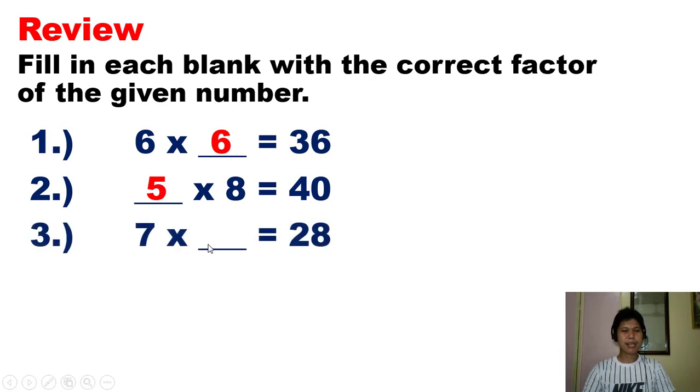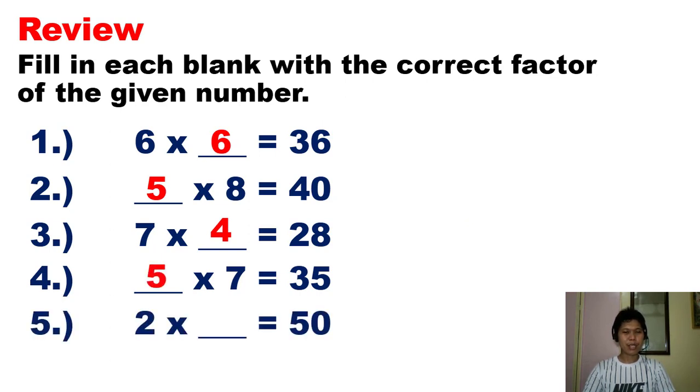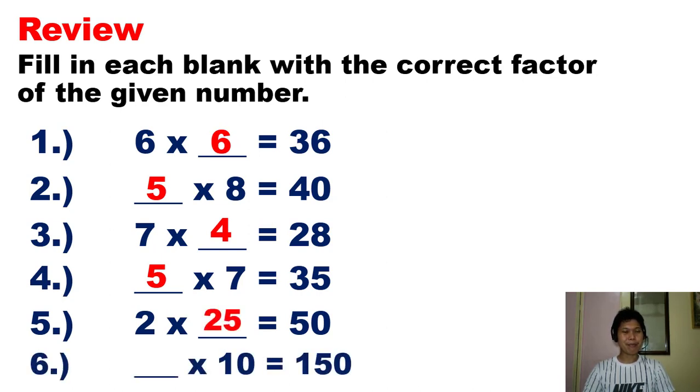Next, 7 times blank equals 28. 4. And for number 4, blank times 7 equals 35. 5. And for the last number, we have 2 times blank equals 50. Okay, the correct answer is 25. Meron pa pala. Blank times 10 is equal to 150. Okay, the correct answer is 15. Did you get the correct answers?